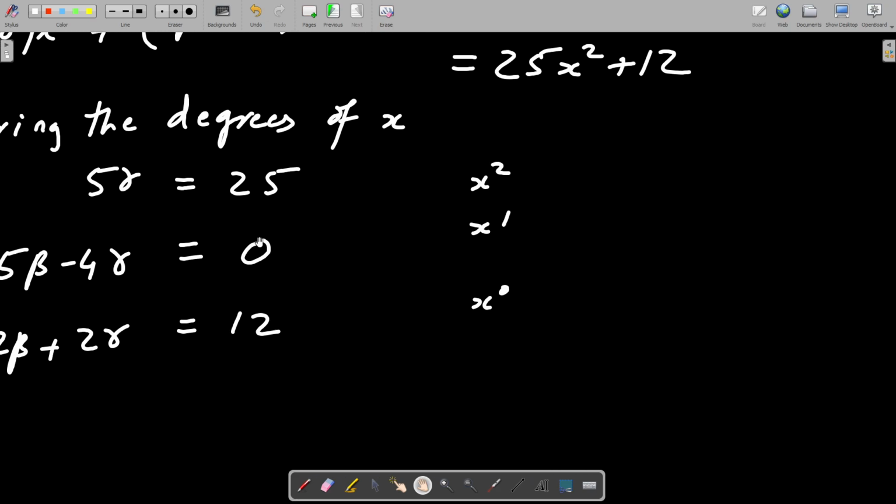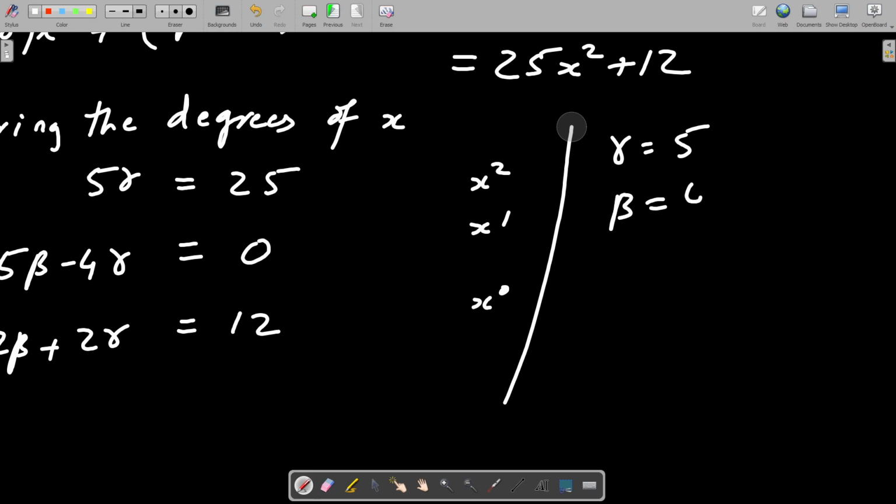So just calculate and tell me what will be the numbers. My page is over here. Gamma I calculated equal to 5. Substitute here, this will become 4 into 5 will be 20, take 20 on this side. So beta has to be equal to 4, right? Then what do you have here?